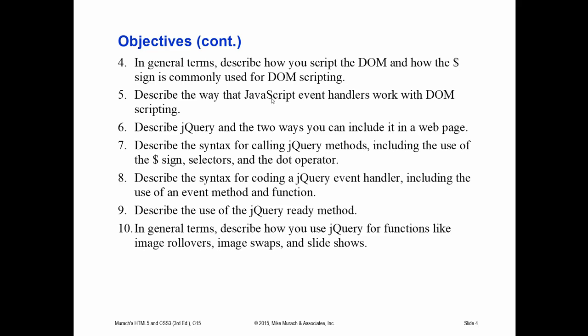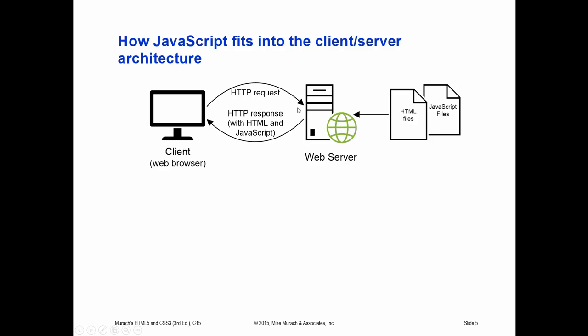Describe the syntax for calling jQuery methods, including the use of the $ sign, the use of selectors, and the use of the dot operator. Describe the syntax for coding a jQuery event handler, including the use of an event method and function. Describe the use of the jQuery ready method. In general terms, describe how you use jQuery for functions like image rollovers, image swaps, and slideshows.